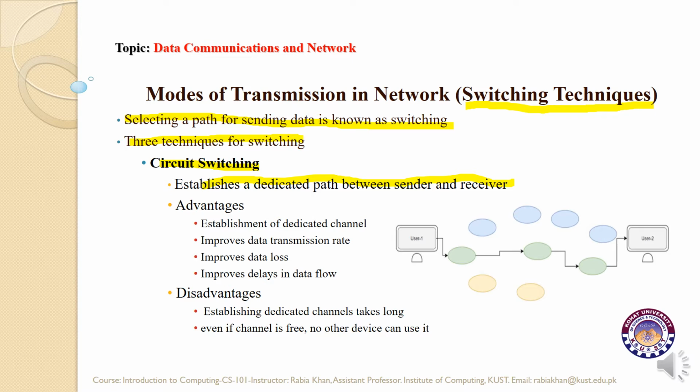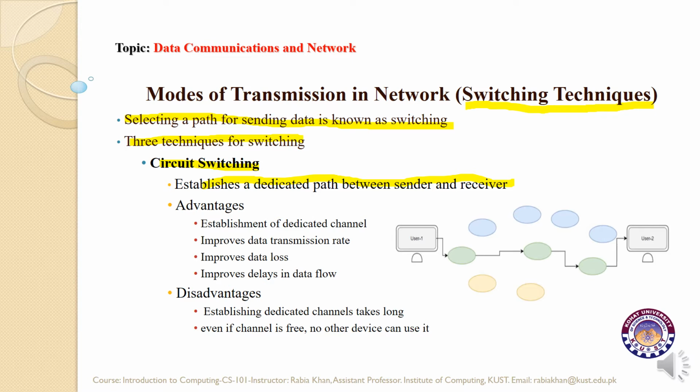So circuit switching establishes a dedicated path or channel between the sender and receiver for data transmission. And once this dedicated path is established, it cannot be terminated until the connection between the sender and receiver gets terminated.